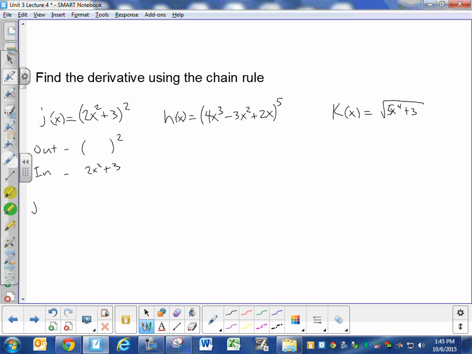Using the chain rule, here's how I would get the derivative. I would take the derivative of the outside. Well, what's the derivative of stuff being squared? Think about it as an x being squared. The derivative of x squared is just 2x to the first using the power rule. So I would say this is 2 my stuff to the first. That's the derivative of the outside.